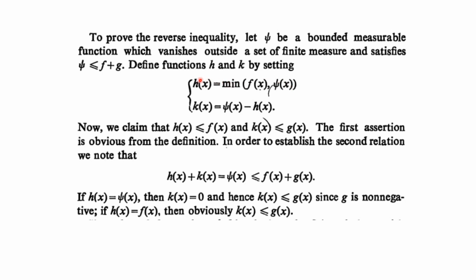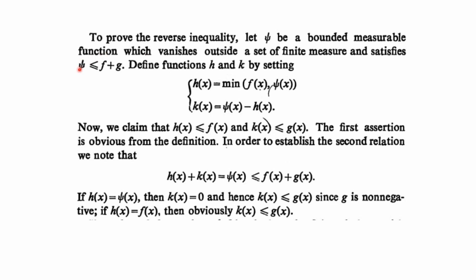Now just see, if our h(x) is psi(x), then what will be the value of k(x)? Put the value of h(x) over here, you get psi(x) minus psi(x), so you get 0. So in that case k(x) is 0, and clearly k(x) is less than or equal to g(x). If h(x) is equal to f(x), then clearly k(x) should be less than or equal to g(x).